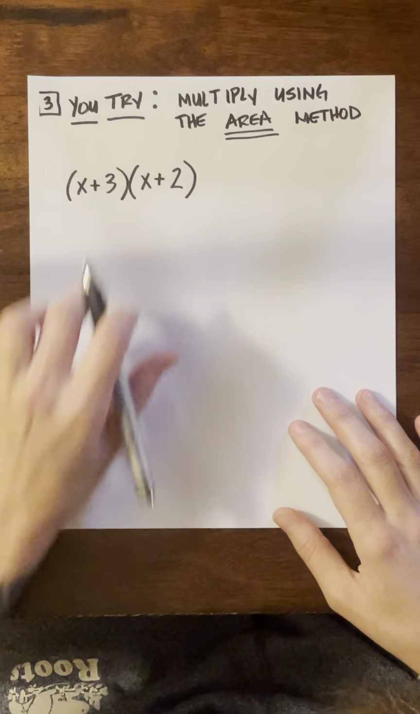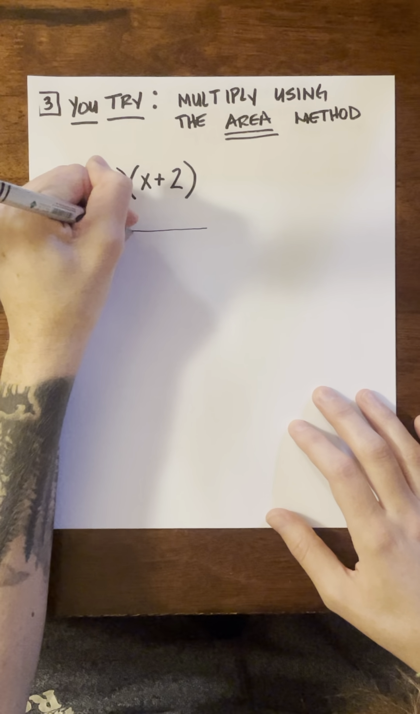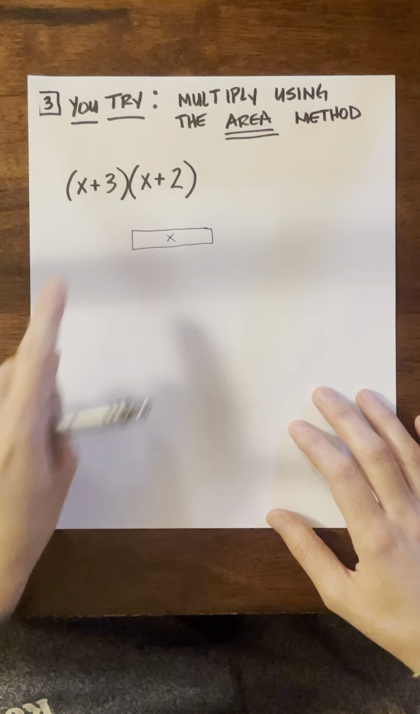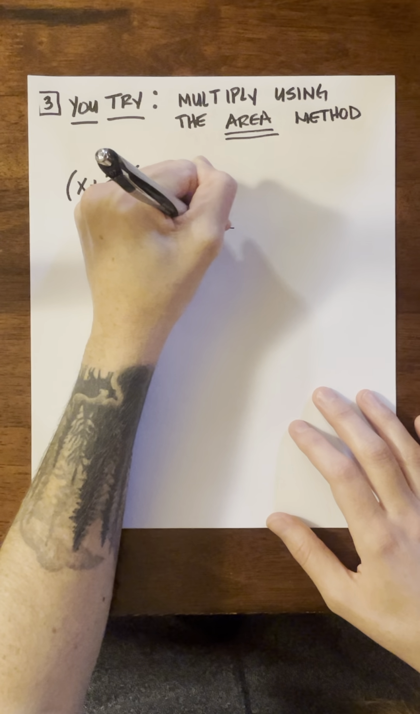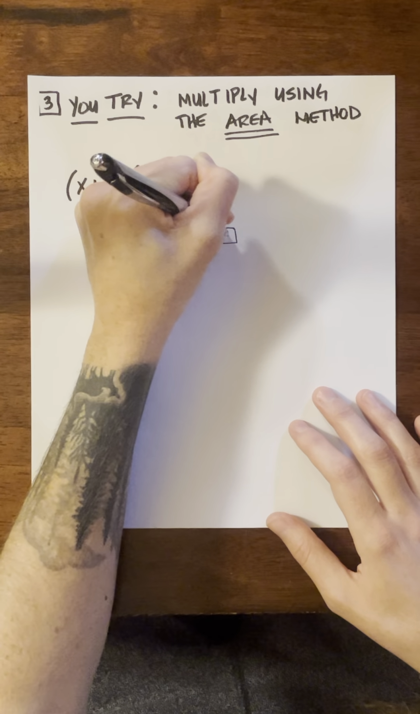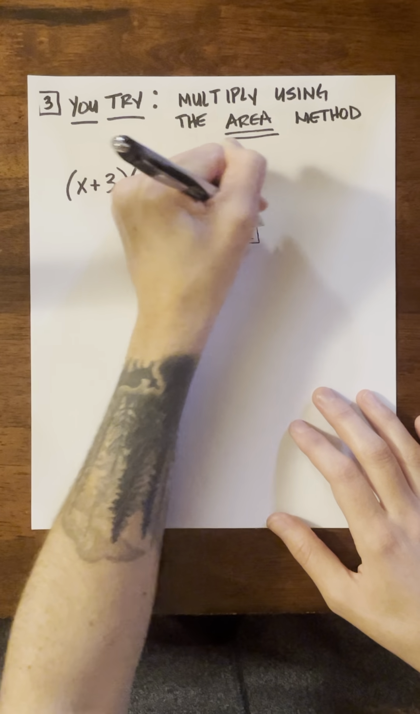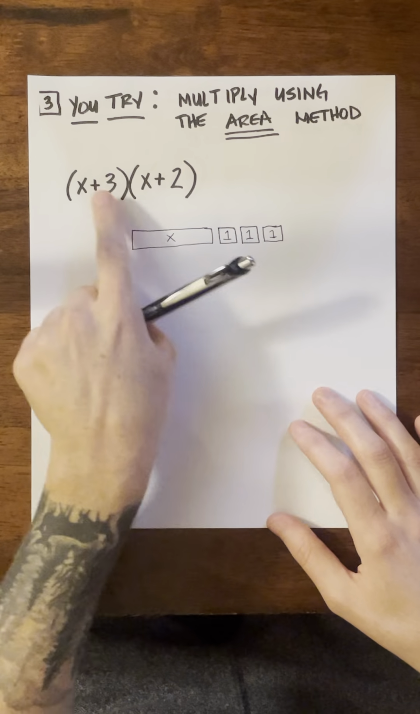And remember, we're going to start with this first binomial here. And we have x, which is that big rectangle. Okay, and then we have 3. Remember, we don't have any shapes that represent 3, but we have a shape that represents 1. That was our smallest box. So we are going to make 3 of them to represent 3.